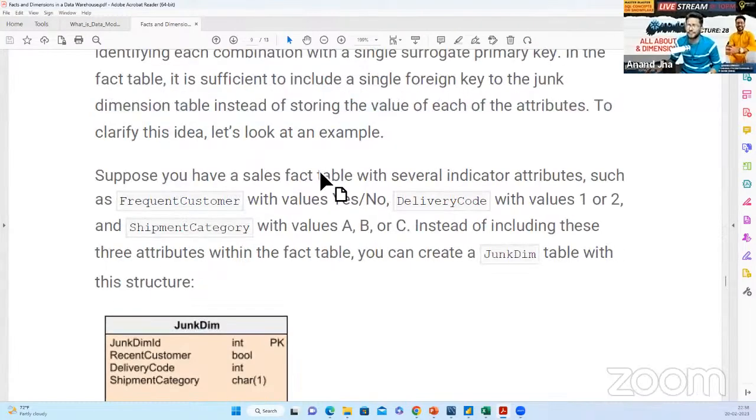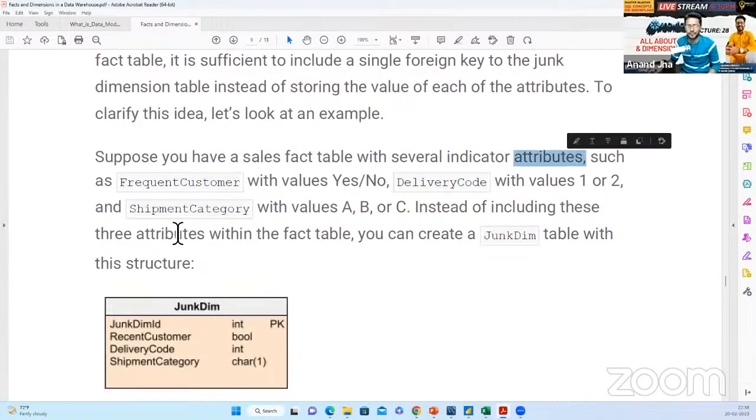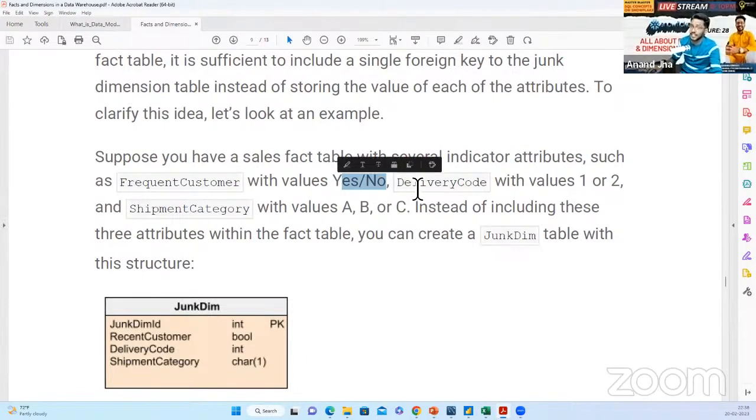Suppose you have a sales fact table with several indicator attributes such as frequent customer, whether this customer is frequent or not, with values yes, no. Delivery code with values 1 or 2, and shipment category with values A, B, C. I'm talking about a sales fact table with indicators such as frequent customer, whether this customer is coming again and again. Swiggy, Zomato, HDFC Bank, any banking people can track it, no? Whether we are a frequent customer or not, they will have a flag, yes or no, based on the last transaction or any business logic.